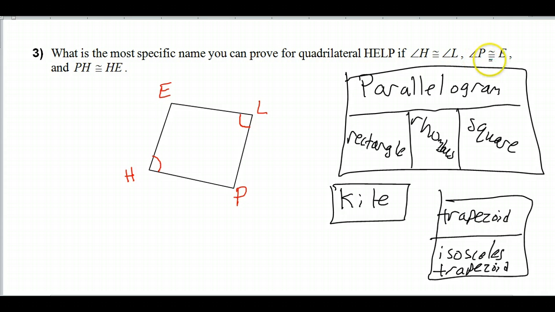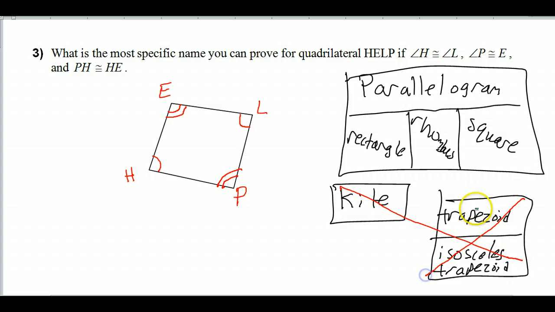Angle P is congruent to angle E. So we have both pairs of opposite angles congruent. All right, well that's one of the properties of a parallelogram. And in fact, it's one of the ways to prove that something's a parallelogram. So we've just eliminated these 3 possibilities.